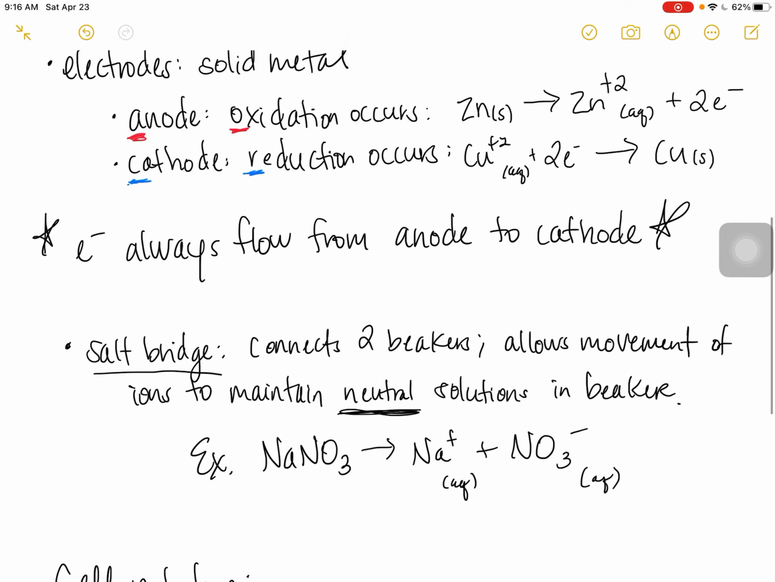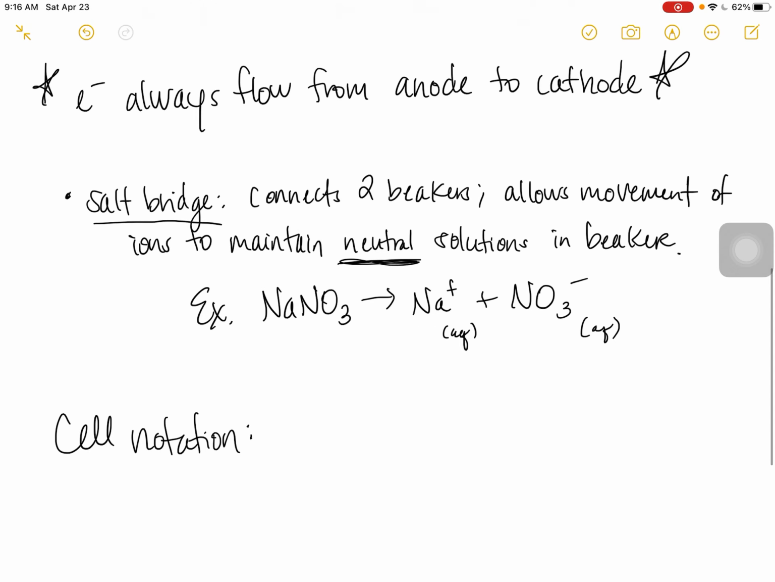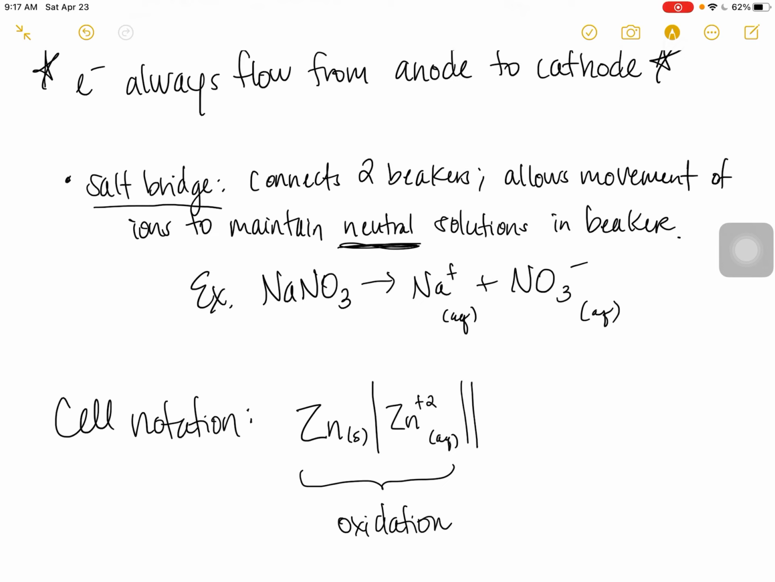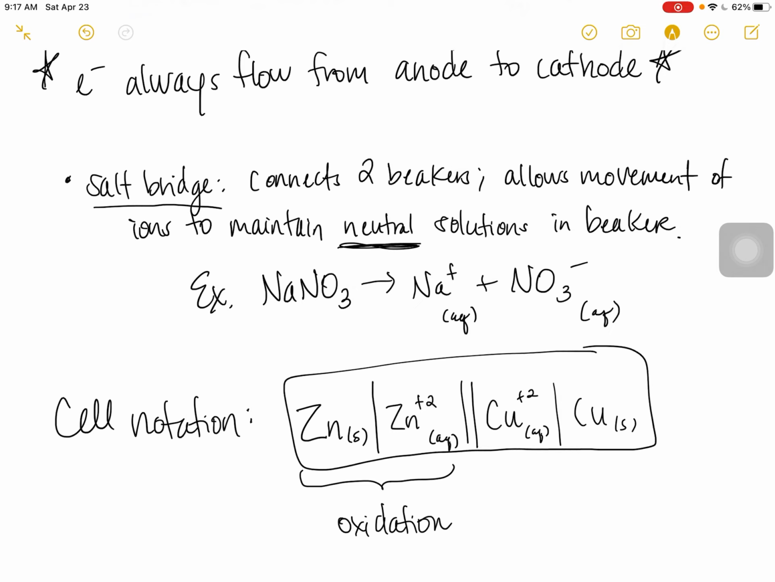And the way to write it is to write the oxidation and then the reduction. And so again, remember, there's my half reaction. Zinc is being oxidized to zinc plus 2. So one way to do this is to say, okay, zinc solid, and then we draw a single line going to zinc plus 2 aqueous, and this is the oxidation part. And then a double line is to indicate the salt bridge. And then we say the reduction was copper plus 2 being reduced to copper solid.